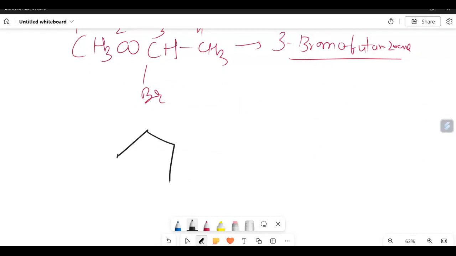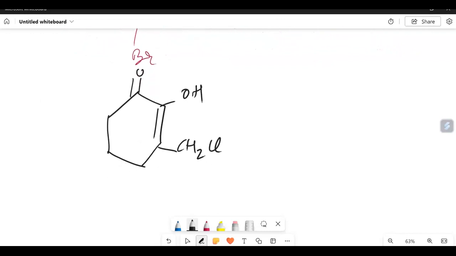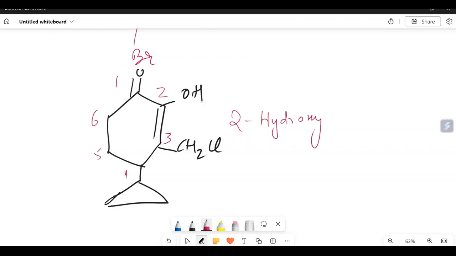Okay, butan-2-one. Then we have another compound here. For example, if I'm taking this type of compound, double bond O, OH, CH2Cl. So there are two chains in it. Okay, so how can you name it? Name it from the ketone: 1, 2, 3, 4, 5, 6. 6 carbons are there. So it must be cyclohexene. Okay, let's name it 2-hydroxy. On the second number, there is a hydroxy. So 2-hydroxy, 2-chloromethyl. Okay, 2-chloromethyl.